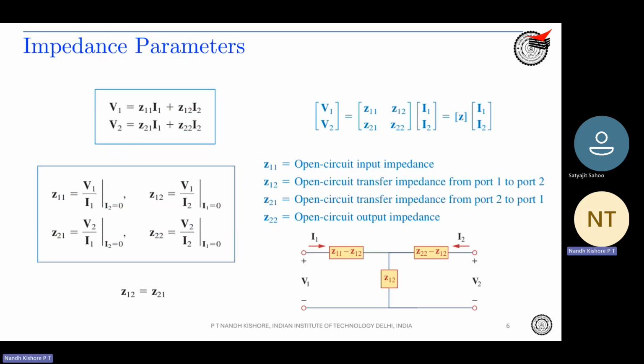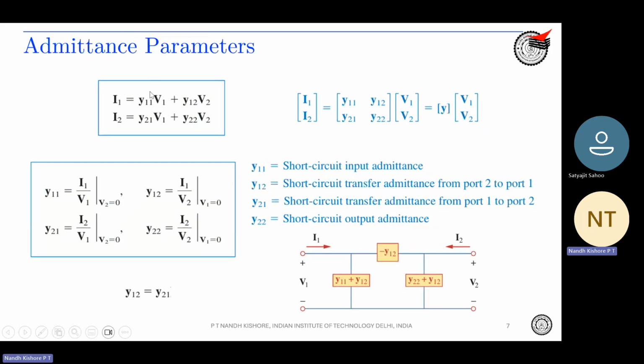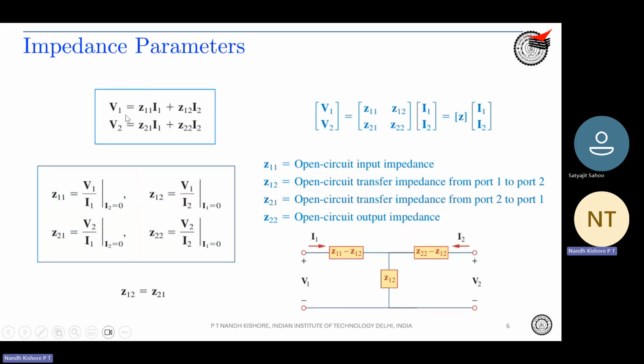We have different parameters for representing a two-port system. One of them, which you know, is the impedance parameter, that is your Z parameter. In the Z parameter, you fix V1 and V2 as the dependent parameters, and V1 and V2 are defined by your I1 and I2.